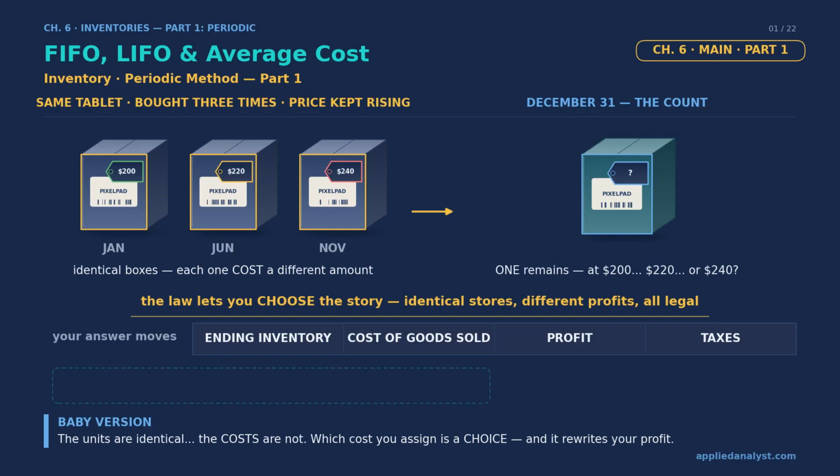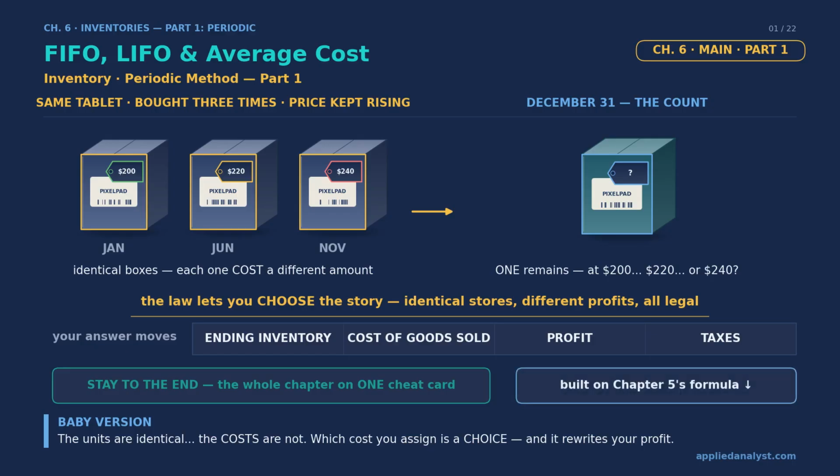So stay to the end, because the whole chapter collapses onto a single cheat card. Every method, every rule, 1 screenshot, and the printable version is free on the site. Everything tonight stands on the formula you already own. Cost of goods available, 2 exits. That's Chapter 5, linked below.